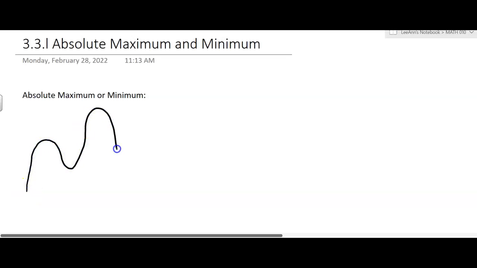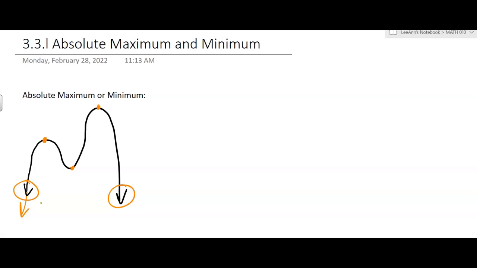Okay, so the last thing we're going to talk about in this section is what are called absolute maximum and minimum. Let's say we have a graph that goes something like this, and you're like, okay, there's a local max here, and a local max here, and then there's a local min there, right? Notice that these arrows are continuing downward, indicating that the graph continues to negative infinity and positive infinity. That the domain is that way.